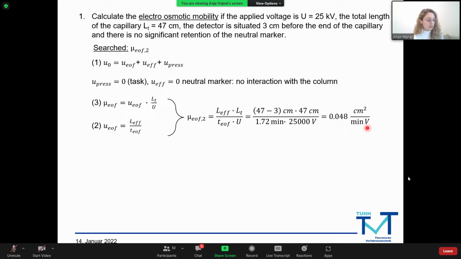All the values are given with the text. Just pay attention that you use the right valency for the task. And then in 3 minutes, I show you the solution.